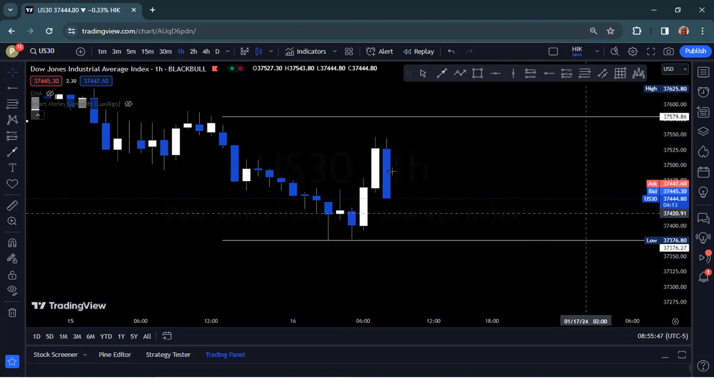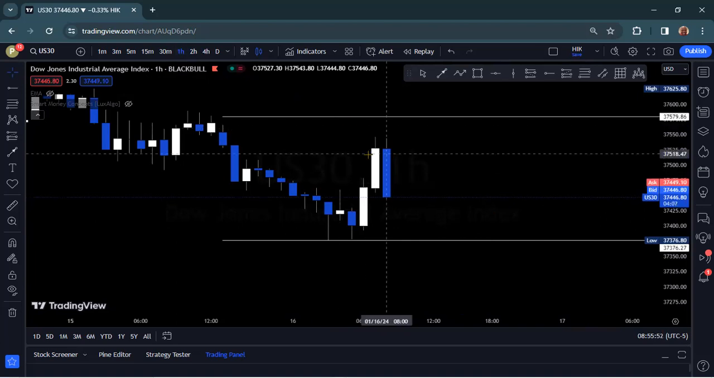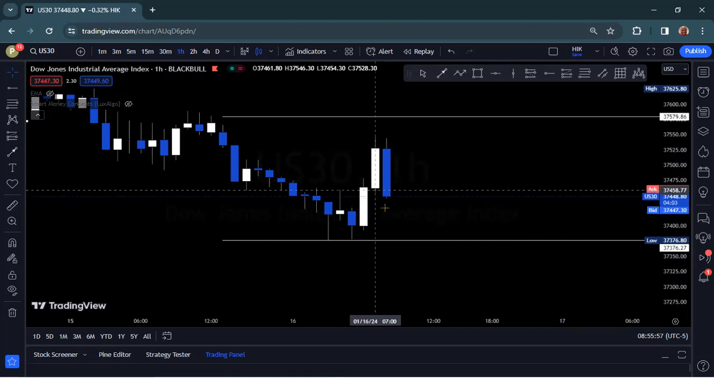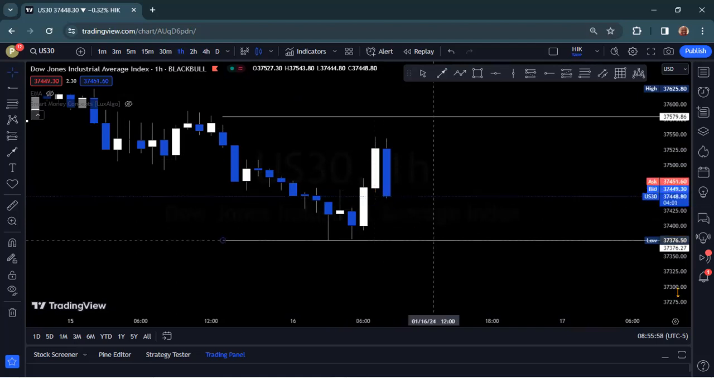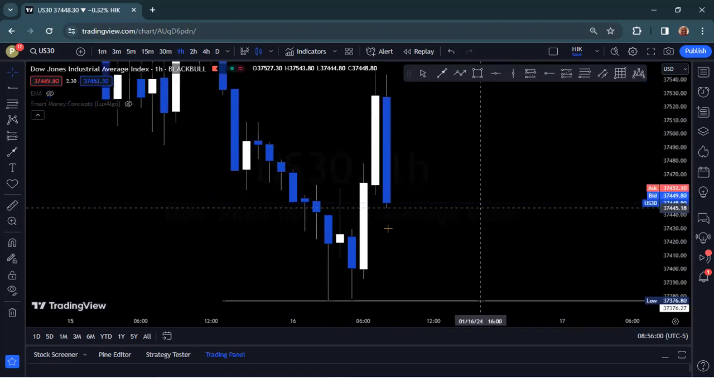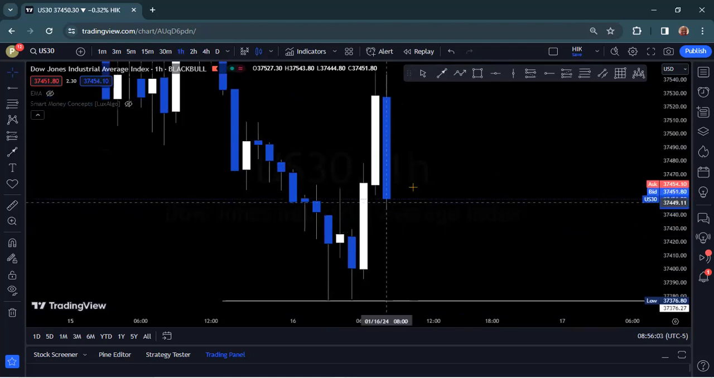Because right now I was at the 4 hour, I went down to the hourly, and you can see there's a bearish engulfing candle that's bigger than this candle right here. So it looks like it wants to go a little bit lower, but it didn't wick all the way down. It's wicking up. So you need to pay attention to that as well.